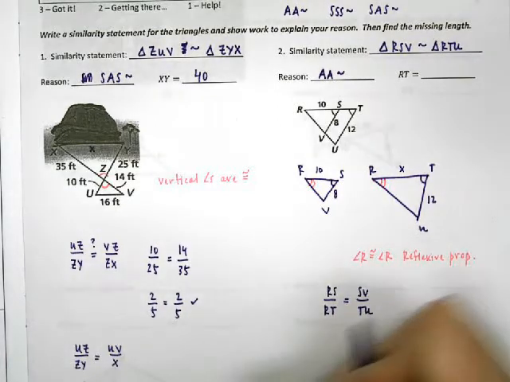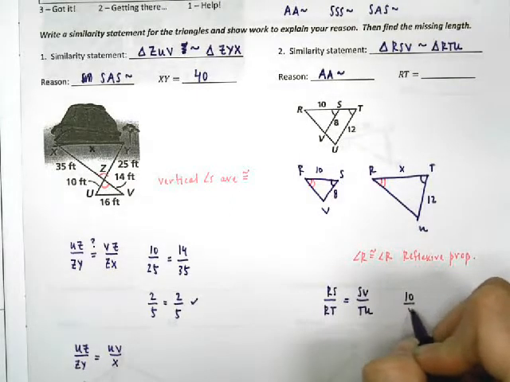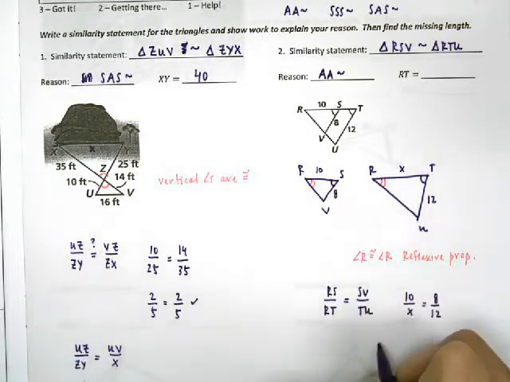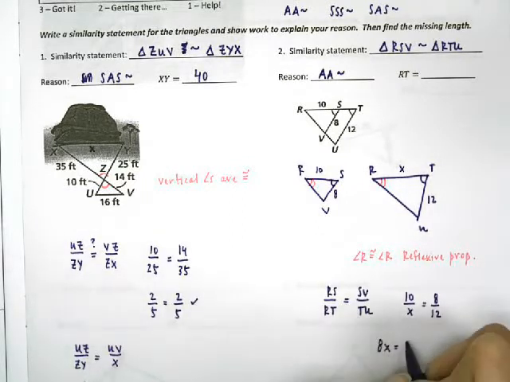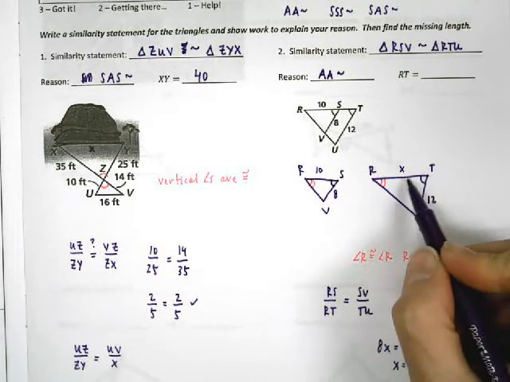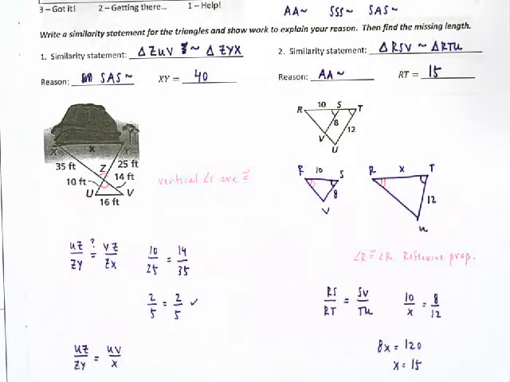So plugging in those numbers, I get, let's see, am I in the screen? Yes. 10 over X is equal to 8 over 12. So 8x is equal to 120, and if I divide there, I get x is equal to 15. So that missing side length RT is 15.